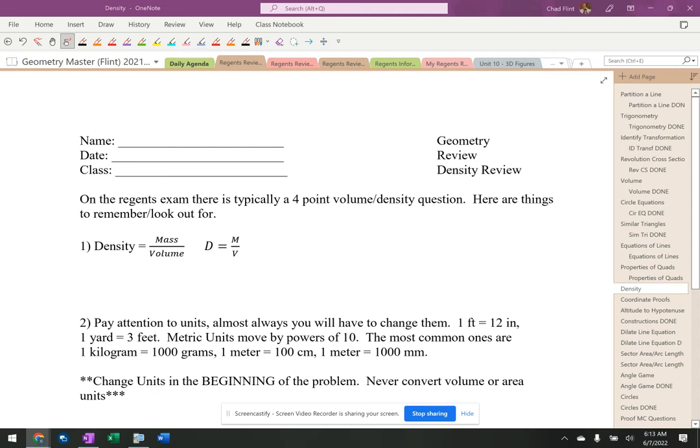So I call these density questions, they're really just volume questions that have a little bit of added on stuff to the end. They kind of follow density. All right, so there's a little bit of density in here, but they're mostly just find the volume and then multiply by a cost or something. Okay, they're usually 4-point questions.